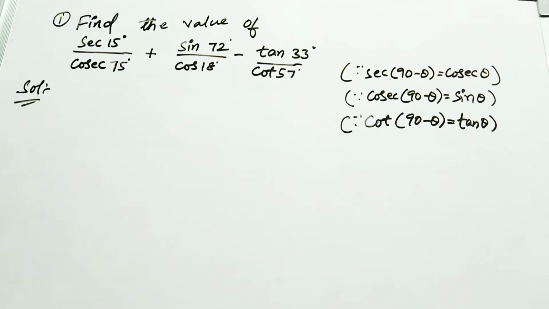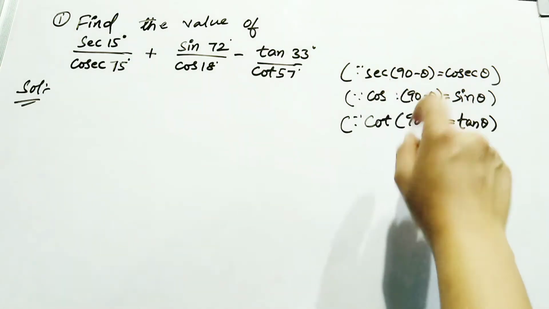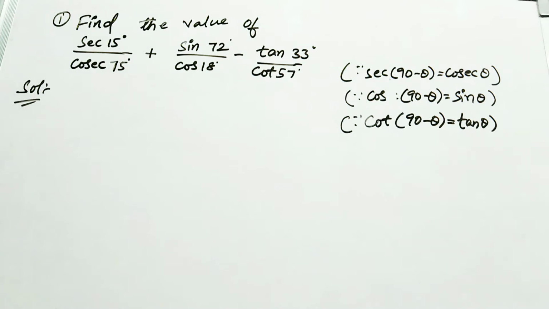Sin is converted to cos, cos is converted to sin, sec is converted to cosec, cosec is converted to sec, cot is converted to tan, tan is converted to cot. Let's start doing the problem. Okay, sec 15 degree.